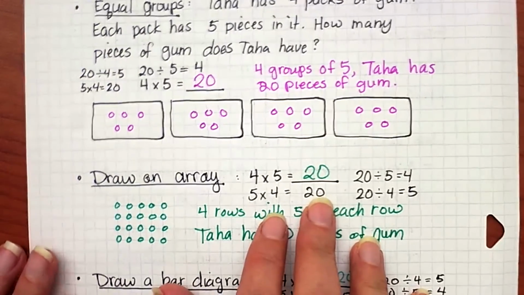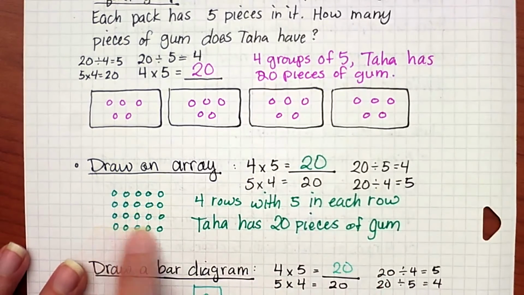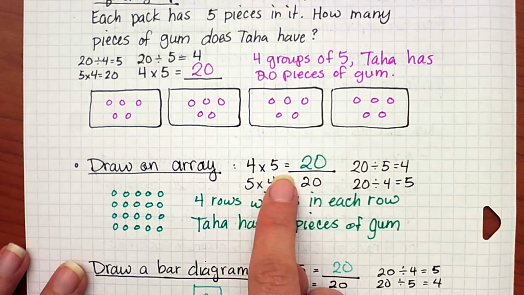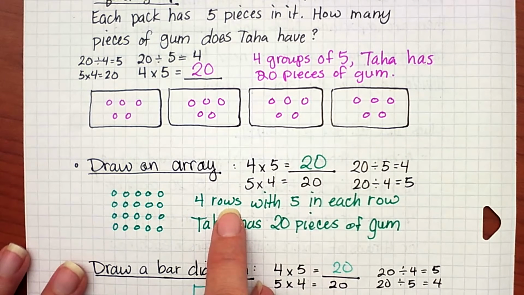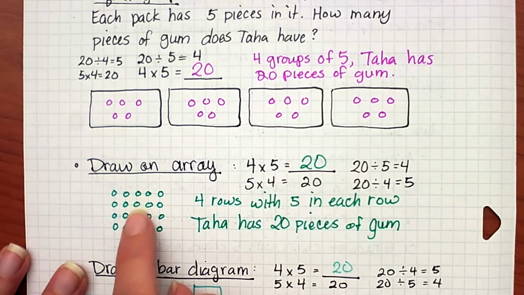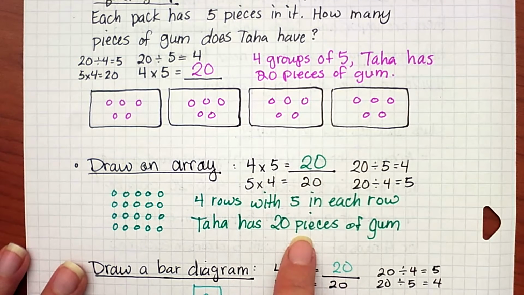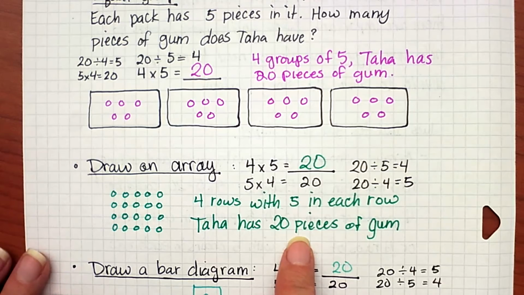Now I could have also drawn an array. So if I have 4 times 5, I want to figure out what my 4 times 5 array is. I know I'm going to have 4 times 5 is equal to a number. Again, same fact family fact. So if I draw 4 rows, right, those 4 groups or the 4 packs of gum with 5 in each pack, or 5 in each row, I know that 4 times 5 is equal to 20. So over here, I showed another way to show how many pieces of gum Taha has.